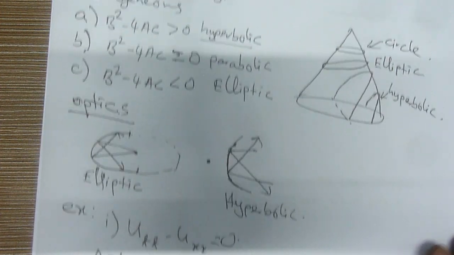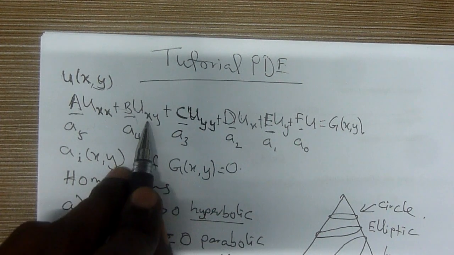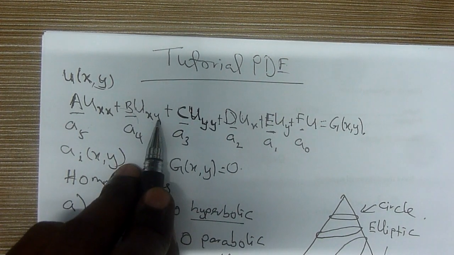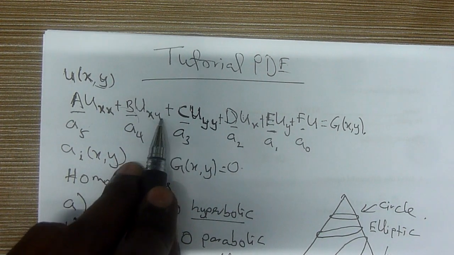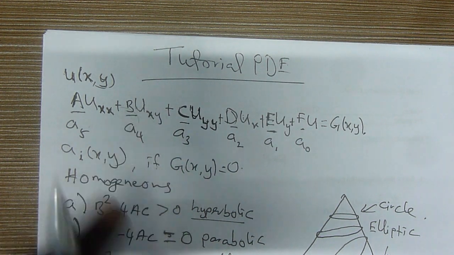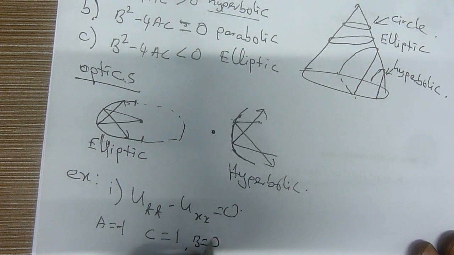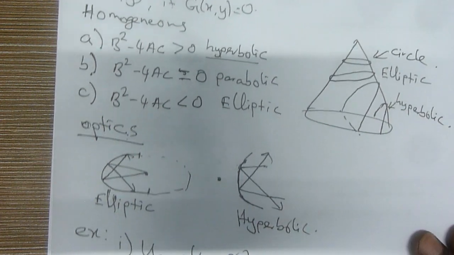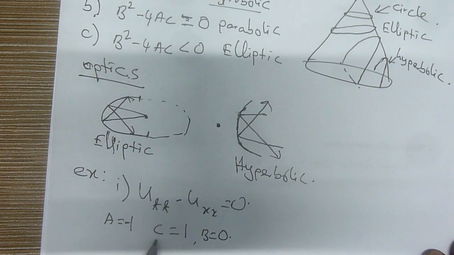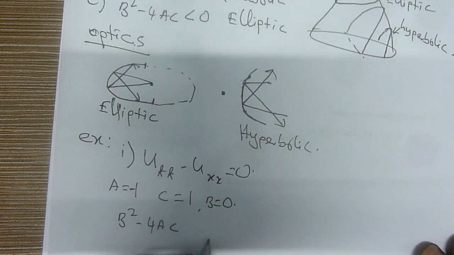Therefore, what about the B? Does B exist here? No. Can you see there is a combination of the XY? No. Once the XY combination does not exist, therefore B is 0. Okay, therefore we'll assume B equals 0. Therefore, since we just calculate and see first, here B squared minus 4AC. What is the result of this?